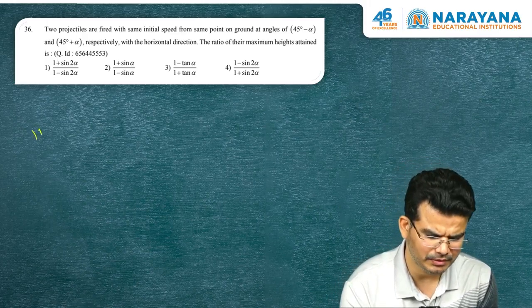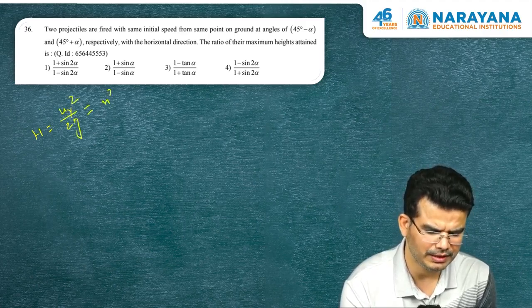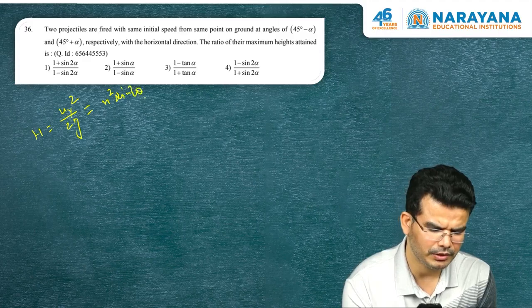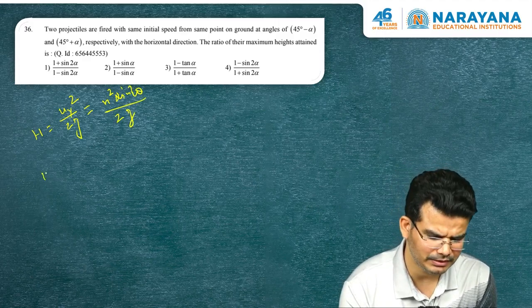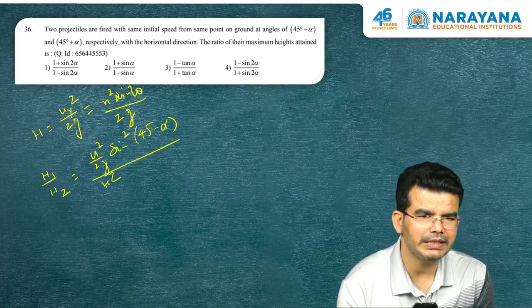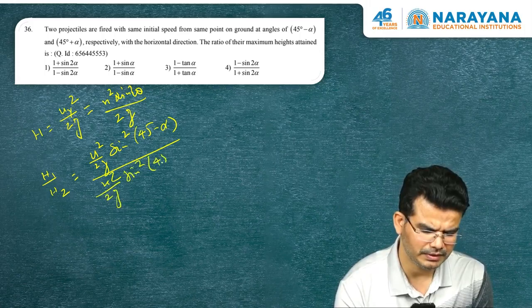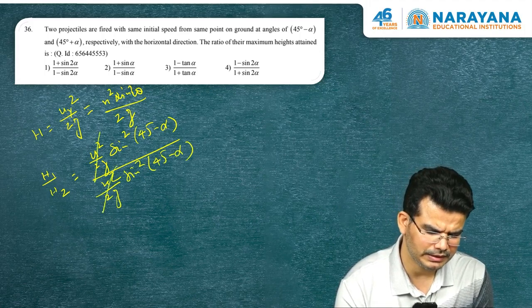So, what is the formula for maximum height? Maximum height formula you know: uy square upon 2g, and what is uy? So, it is u square sin square theta upon 2g. This is a very simple formula. So, they are asking the ratio of maximum height. So, h1 upon h2, we will put the value. So, u square upon 2g sin square of 45 minus alpha, upon u square by 2g, I think speed is same, sin square of 45 plus alpha. Such a simple problem. I think this gets cancelled.